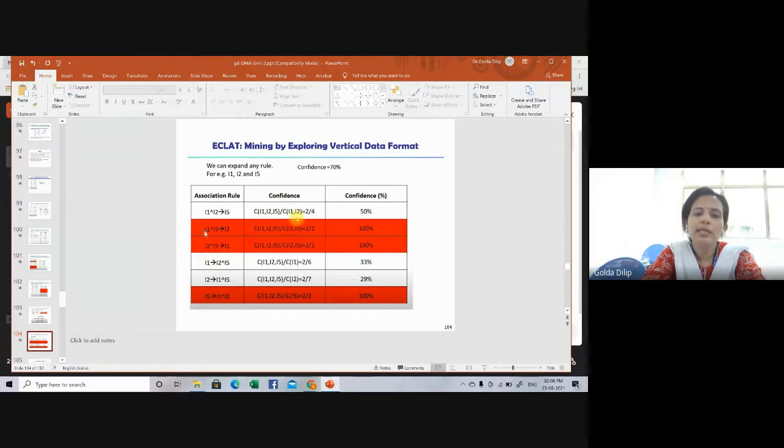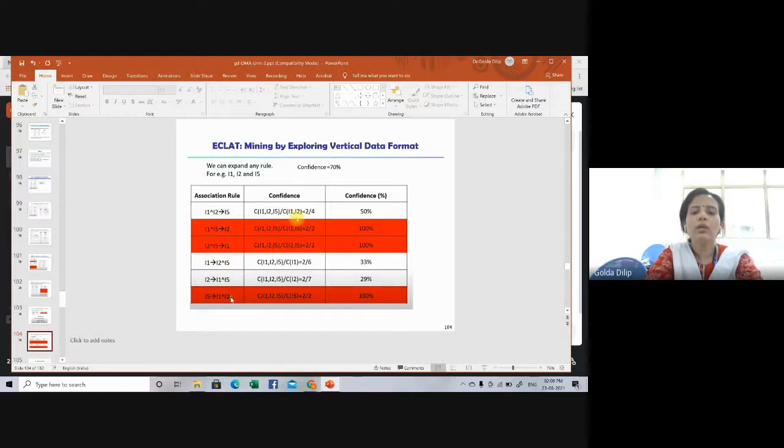People who are purchasing, let's say the second rule, I1 and I5 implies I2. What it means is when people are purchasing I1 and I5, they are also purchasing I2. When people are purchasing bread and milk, they are also purchasing butter. So I can say I1 is bread, I5 is milk, I2 is butter. What is the third rule telling you? When people are purchasing I2 and I5, they are also purchasing I1.